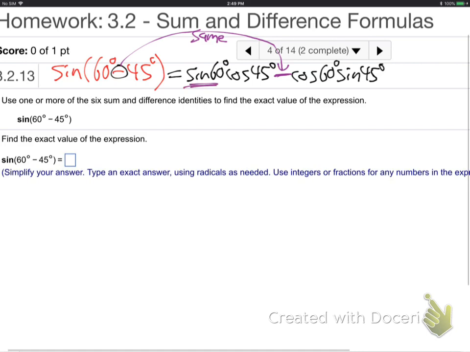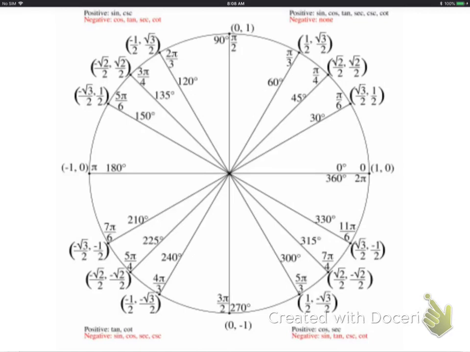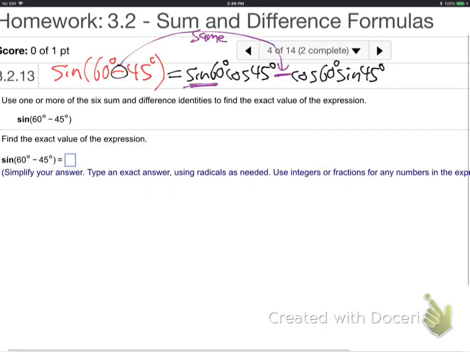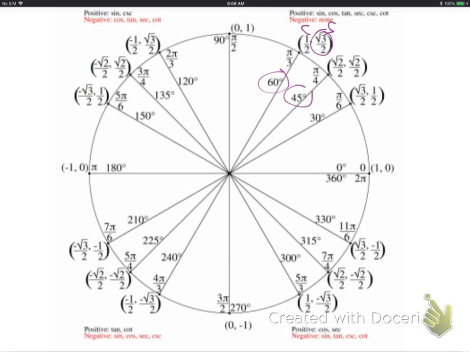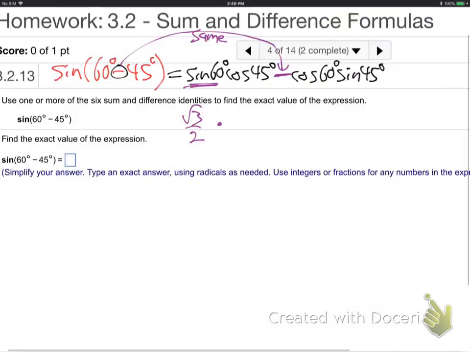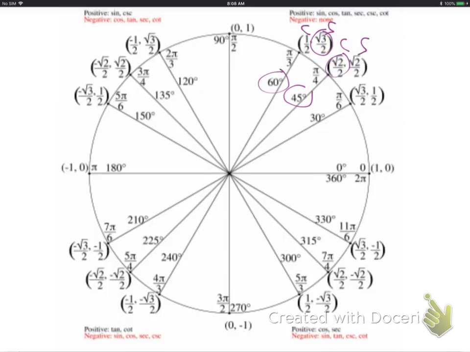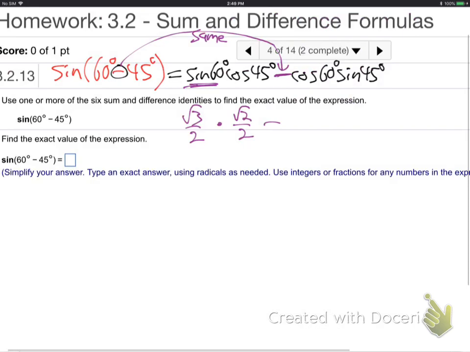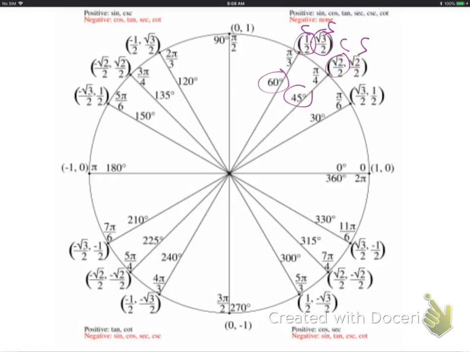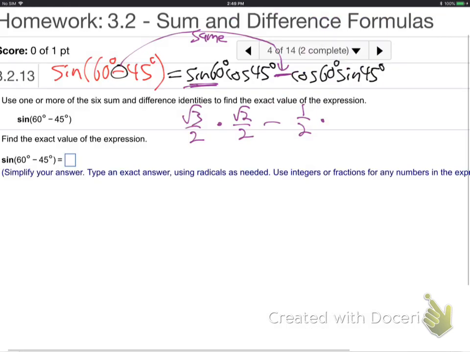So sine of 60, now we go to the unit circle. Where's my unit circle? There it is. Sine of 60 degrees, cosine sine, there it is, root 3 over 2, right? So this one becomes root 3 over 2 times cosine 45, which is root 2 over 2, minus cosine 60, it's a half, times sine 45, root 2 over 2.